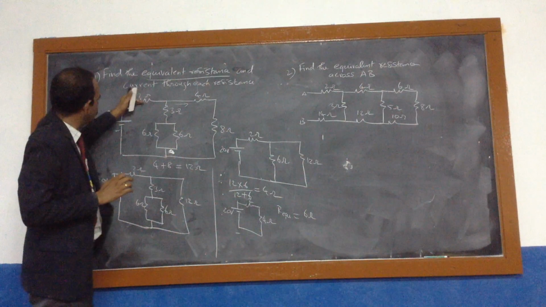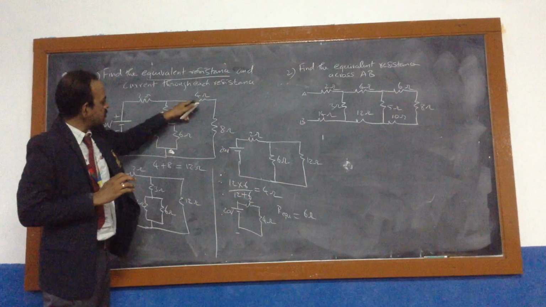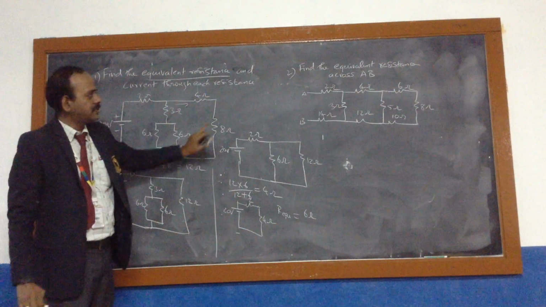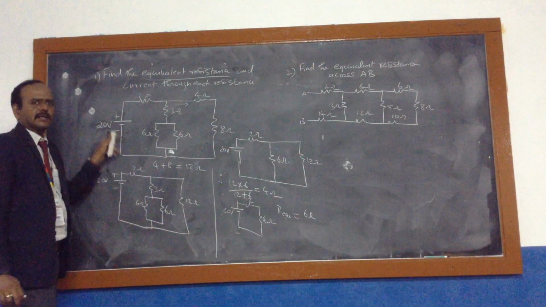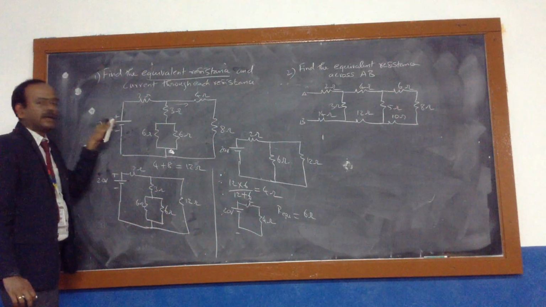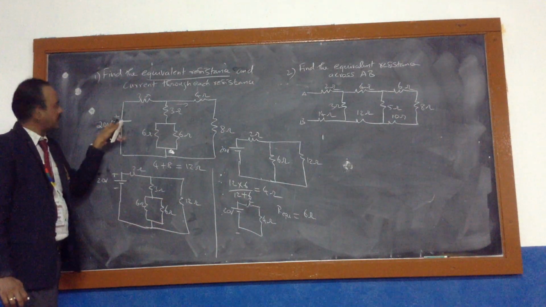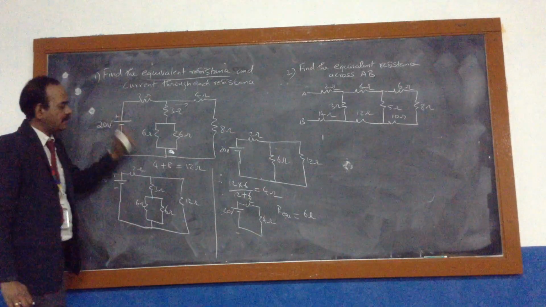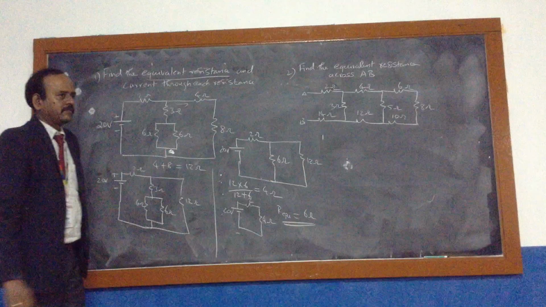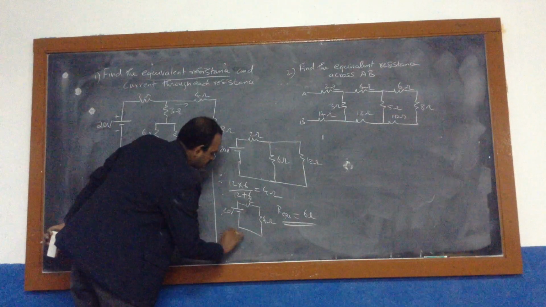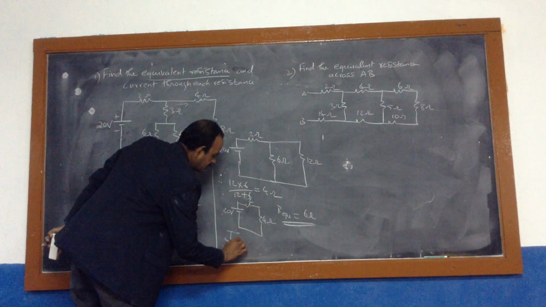So what is the current flowing through the 2 ohm, 3 ohm, 6 ohm, as well as 4 ohm and 8 ohm? That is what we are going to find. For this we have to find the total current of the circuit, the current flowing from the source. For this we need the total resistance, that is the input resistance. From this we can find the total current or current supplied by the source.